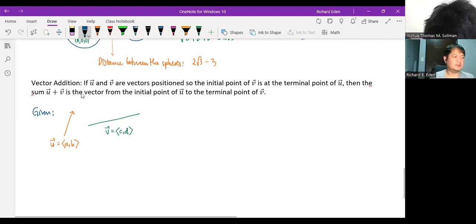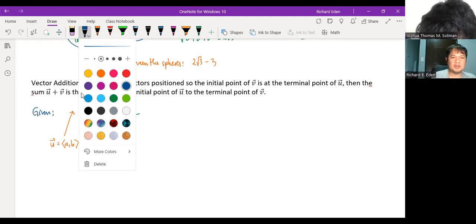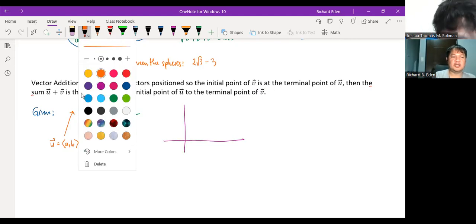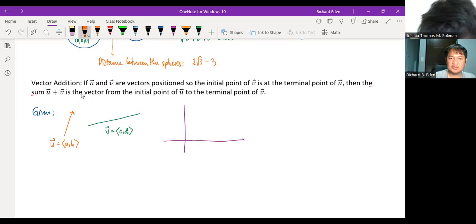So, for the definition here, let's draw vector U, starting from the origin. All right, so this is vector U. If we're starting from the origin, then given the components of U, which are A, B, that means this point here has coordinates A, B.